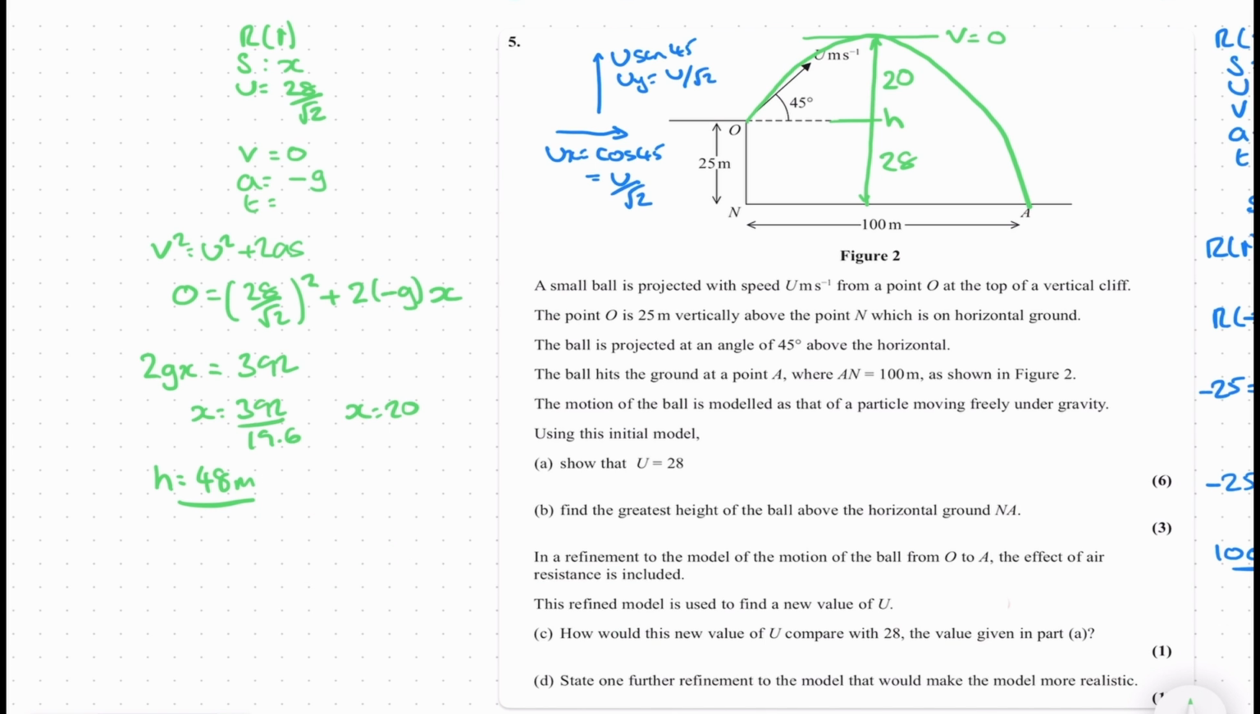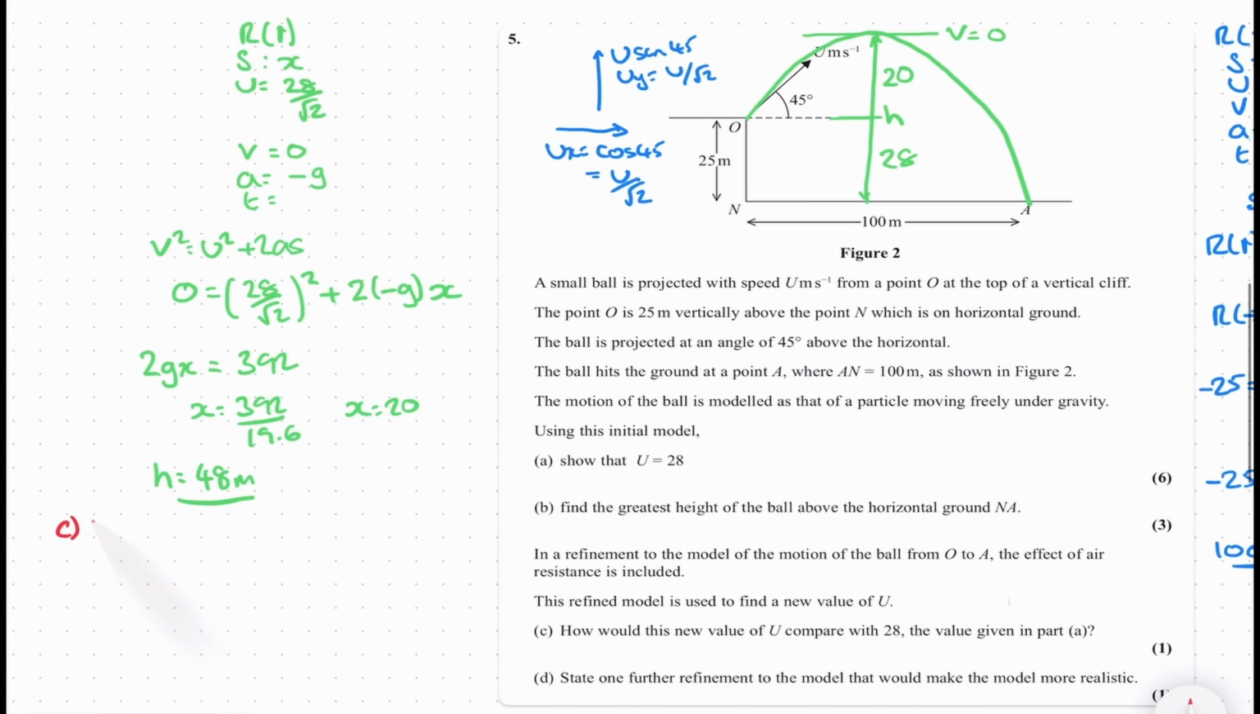And for part C, in a refinement to the model of the motion of the ball from O to A, the effect of air resistance is included. This refined model is used to find the new value of u. How would this new value of u compare with 28, given in part A? Well, if we're including air resistance, that will act against the motion of the ball. So the initial velocity would be greater than the 28 meters per second.